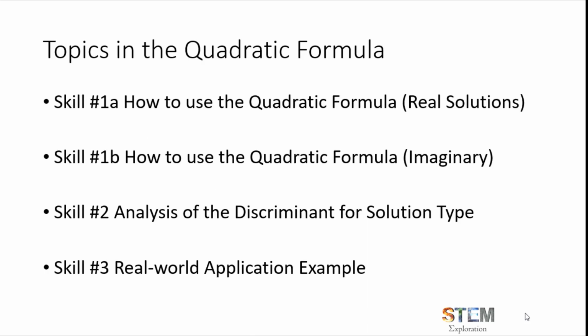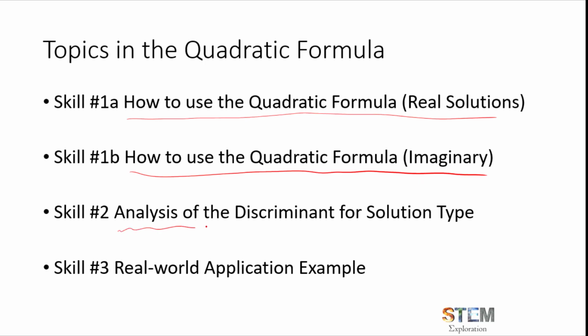Today we are going to look at a couple of different examples of where we can use the quadratic formula. We'll start with how we use it to find real solutions. We'll talk about how to use it with imaginary solutions, which is, I think, one of the most useful applications. We'll also look at how we can analyze the discriminant to find the solution type, that is, when you find real or imaginary solutions and identify that they're present.